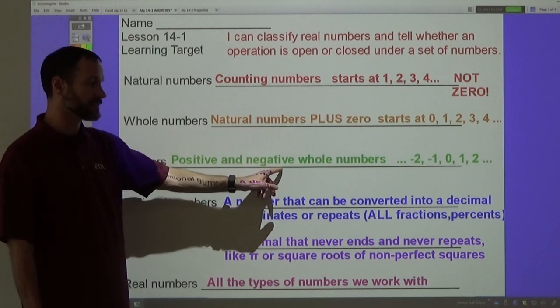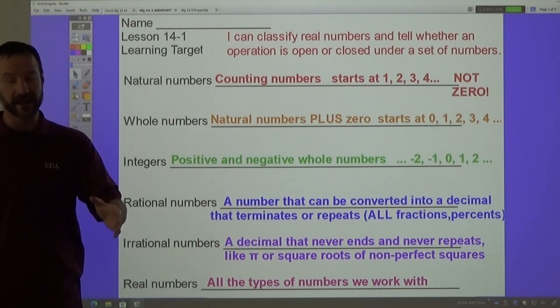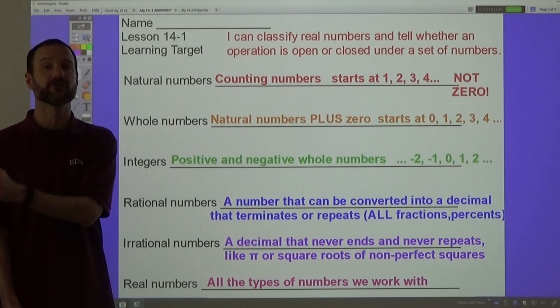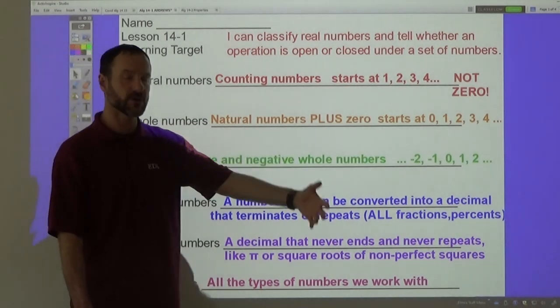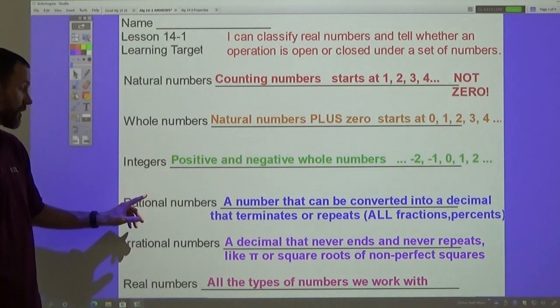Integers include the negative numbers. They're positive numbers and negative whole numbers. So all the negative numbers, negative 1, negative 2, negative 3, negative 4, negative 5, and they keep on going. And also all the positive numbers, including 0. 0, 1, 2, 3, 4, 5, and so on.